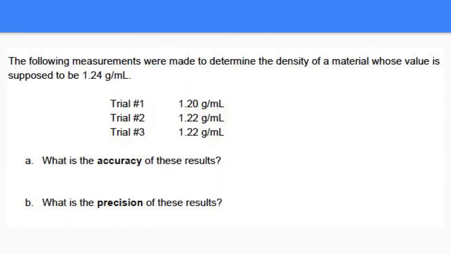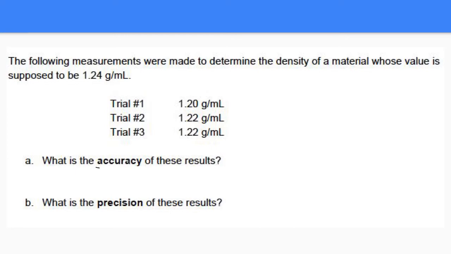So in science class, we're not often going to be looking at bullseyes. What we're really going to be looking at is data. And is our data accurate and is it precise? So here is a little practice with real data we're going to do. It says the following measurements were made to determine the density of a material whose value is supposed to be 1.24 grams per milliliter. And then here are my 3 trials of the data I did get.